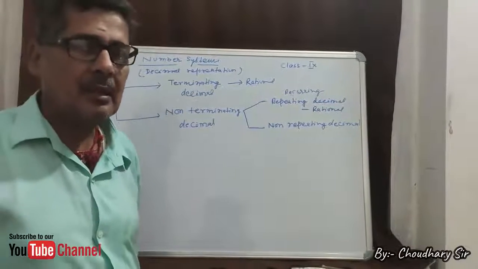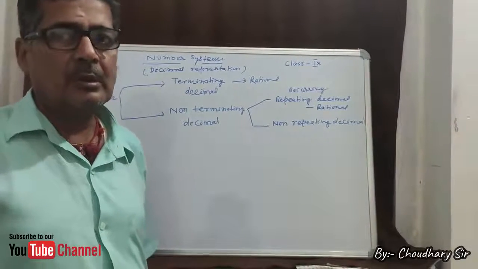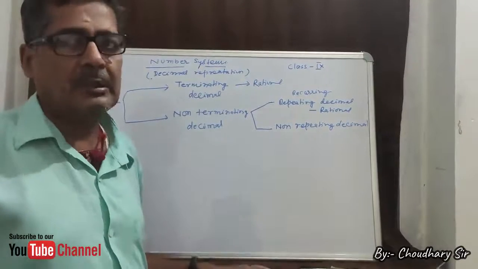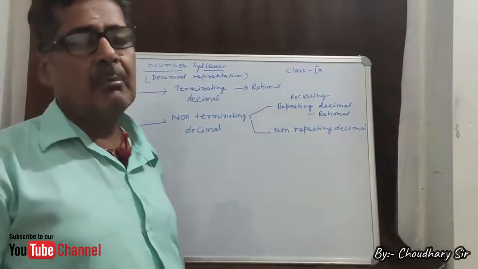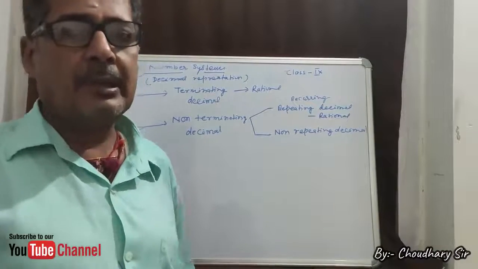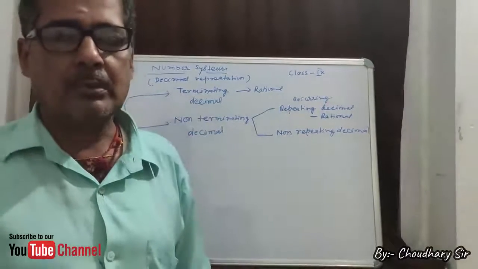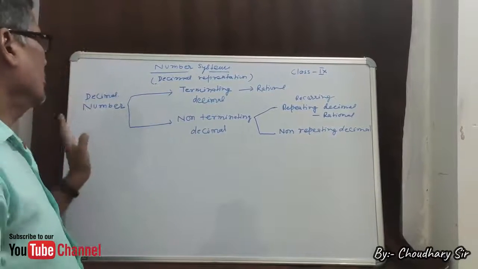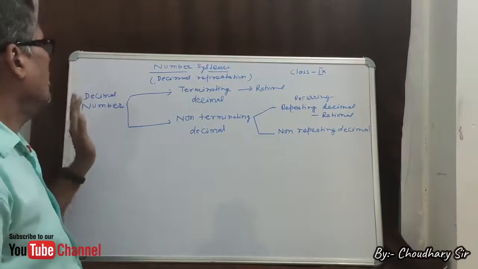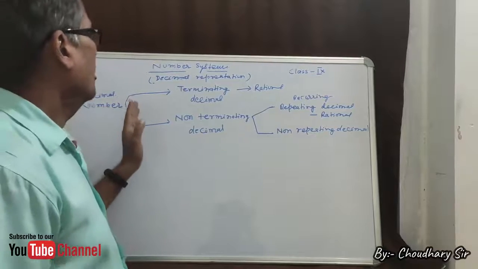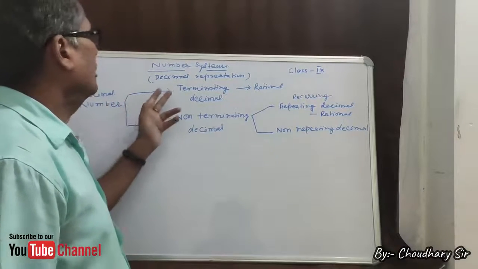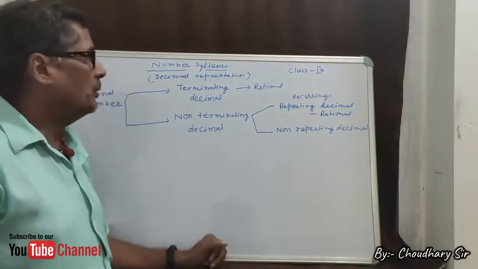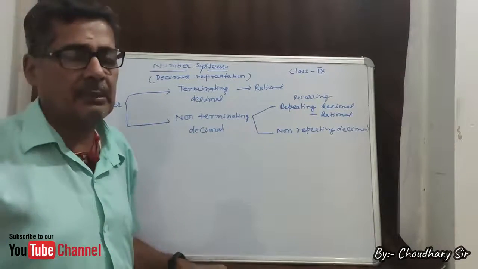Good morning. Today I am going to tell you more about the number system. Any number can be represented in decimal form. So we can write any decimal number, either a terminating decimal or a non-terminating decimal. Now first, what is a terminating decimal?